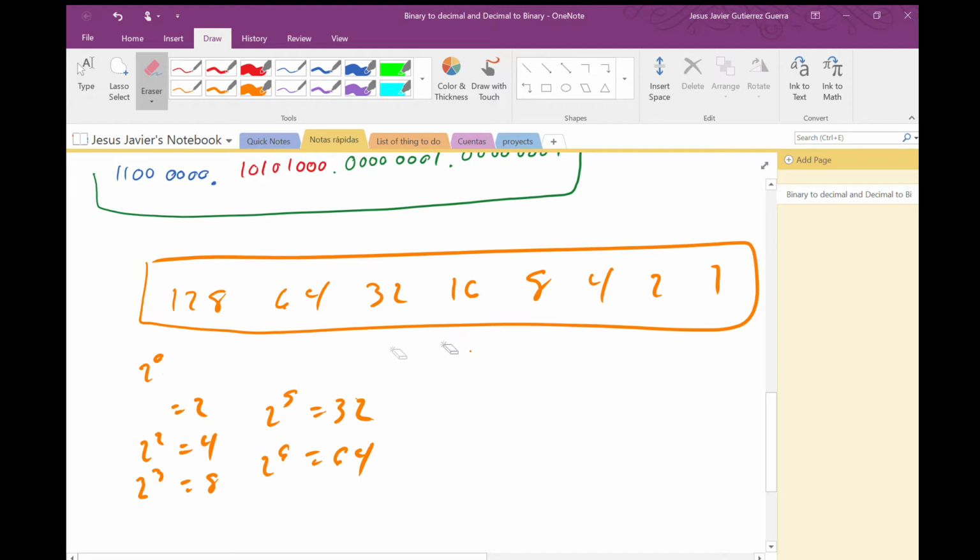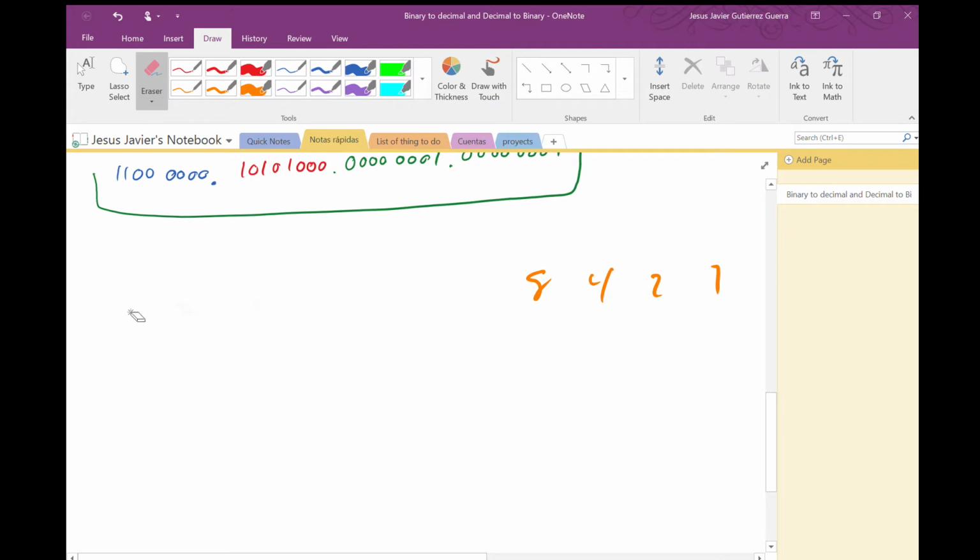Okay, so this time we're gonna make it a little bit more complicated. Actually, I'm gonna put a number in binary, and we'll find the decimal. So I will say... okay, so we need to find that number.